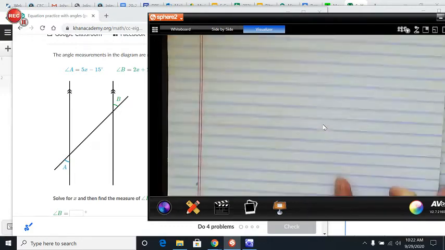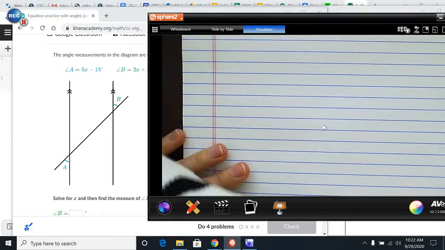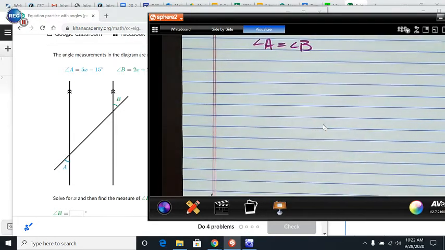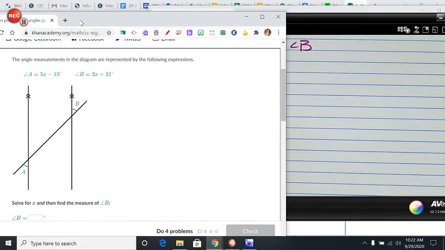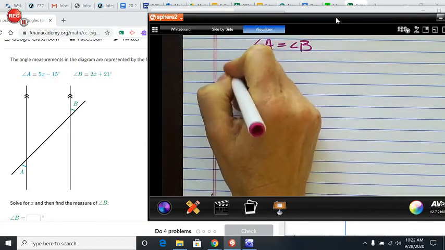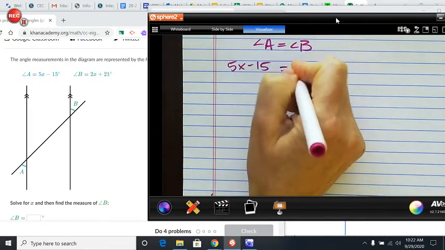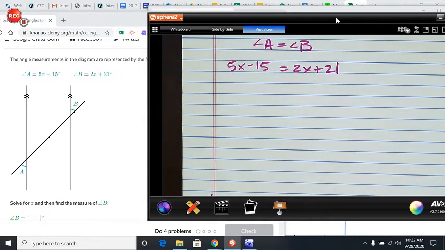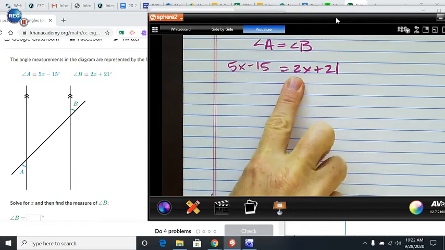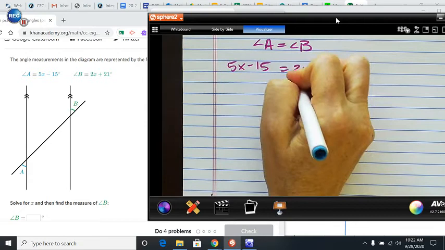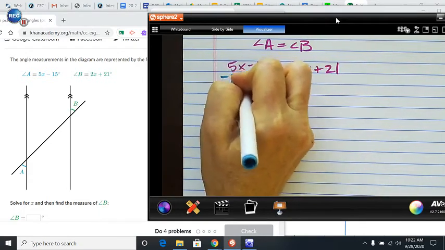that angle A is going to be equal to angle B, and I'm going to solve for x. So it tells me that angle A is 5x minus 15, B is 2x plus 21, so then 5x minus 15 equals 2x plus 21, and we're just going to solve for x. When I have x's on both sides, I like to get rid of the smaller one, so I'm going to subtract 2x from each side.